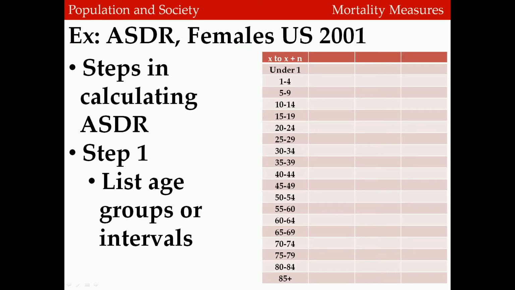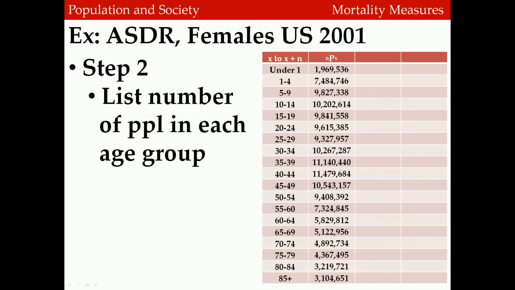Okay, so here are the steps in calculating the age-specific death rate. I'm going to illustrate it by showing you the calculations for the data for females in the U.S. population in the year 2001. The first step is just to list the age groups and all the different intervals that we're interested in. So I have age intervals including under 1, 1 to 4, 5 to 9, 10 to 14, all the way to 85 and over. Usually these are 5-year age groups, but some are a little bit smaller, some are a little bit bigger.